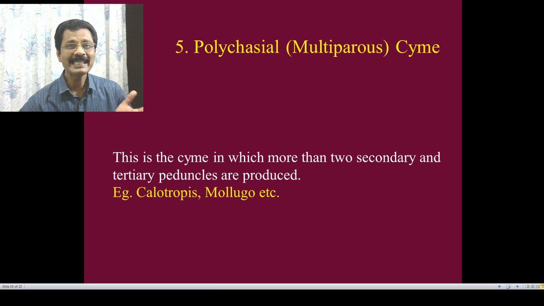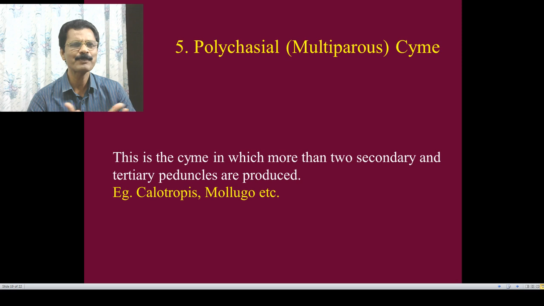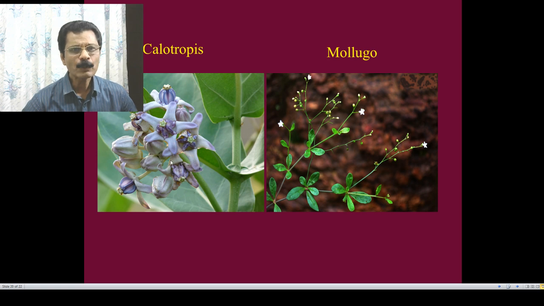Then polychasial cyme. This is the cyme in which more than two secondary and tertiary peduncles are produced. Example, calotropis, mollugo, right? Here you can see calotropis. The peduncle branches twice or thrice. Here you can see the peduncle. Then it terminates in a flower. Example, mollugo, right? This is the polychasial cyme.